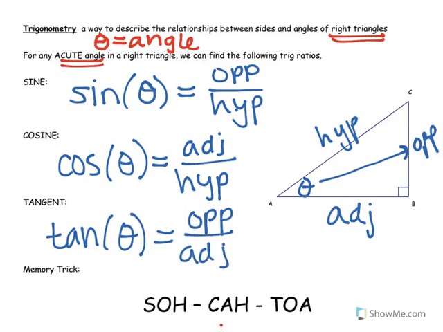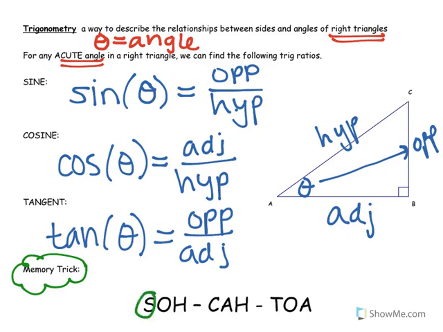Okay? So we have a nice little memory trick down here, which I call SOHCAHTOA. And I would say SOHCAHTOA over and over and over again until you know how to say it, you know how to spell it, and you can use it every day in class.